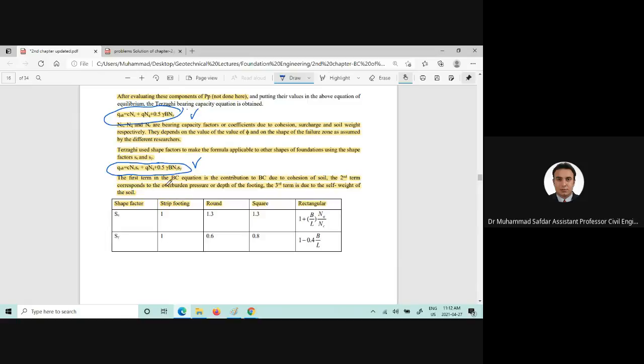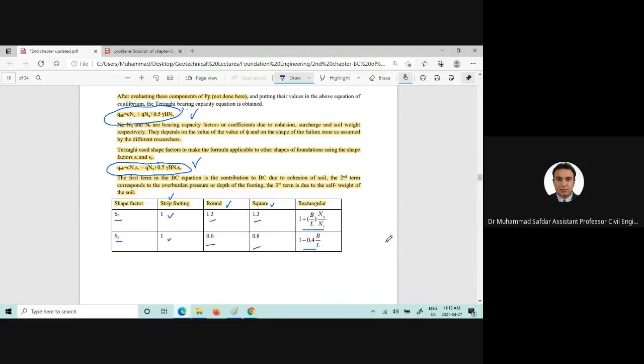Then you can take a screenshot of this table, or you can memorize that the shape factor for the strip footing would be equal to 1, 1, so it's SC and S gamma. Similarly, for the circular footing, we will be having SC and S gamma, 1.3 and 0.6 respectively. For square footing, we will be having SC 1.3 and S gamma would be 0.8. Now for the rectangular footing, we need to use this equation. And for the S gamma, we need to find out using this equation.